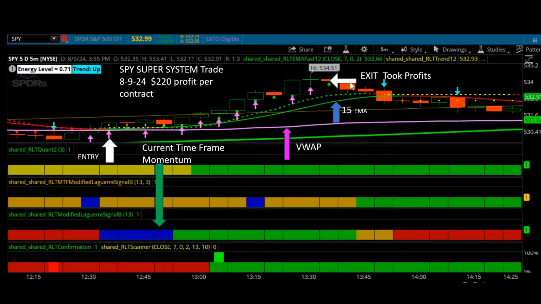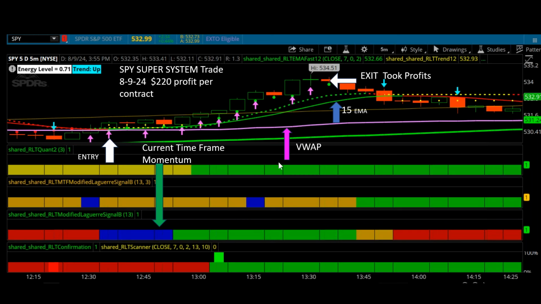All right, let's look at it right here. This is the SPY super system trader here on the SPY. All right, so this is what we're using. It looks really busy. This is the current time frame momentum right here. This is critical. This is the one we use. And it seems really busy, but for the SPY super system methodology, using the indexes, this is all I'm using. I'm using the current time frame momentum right here that I've got pointed out. I'm using the VWAP, pink line here, and I'm using the 15 EMA, this green line here. That's all I need to do the SPY super system trade.